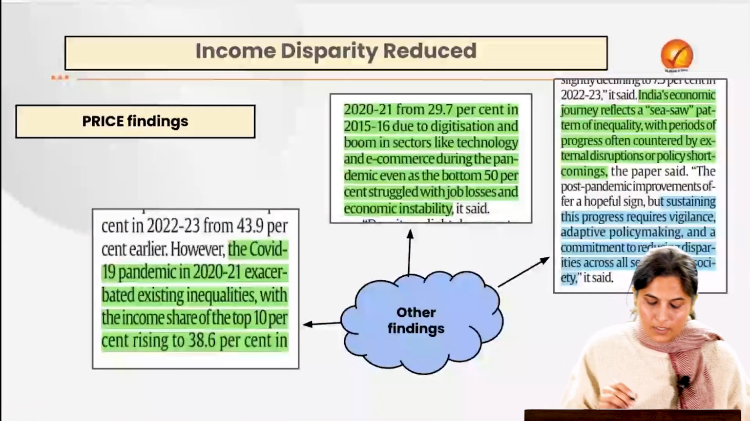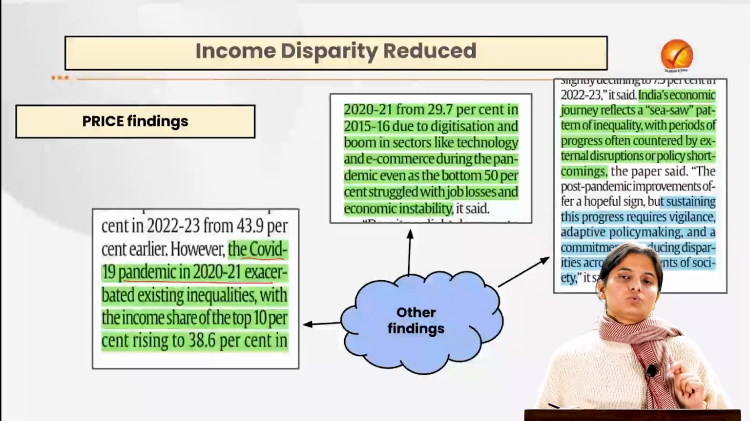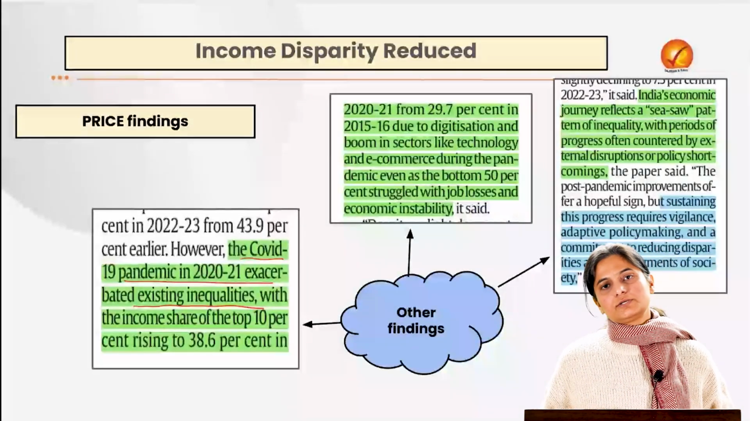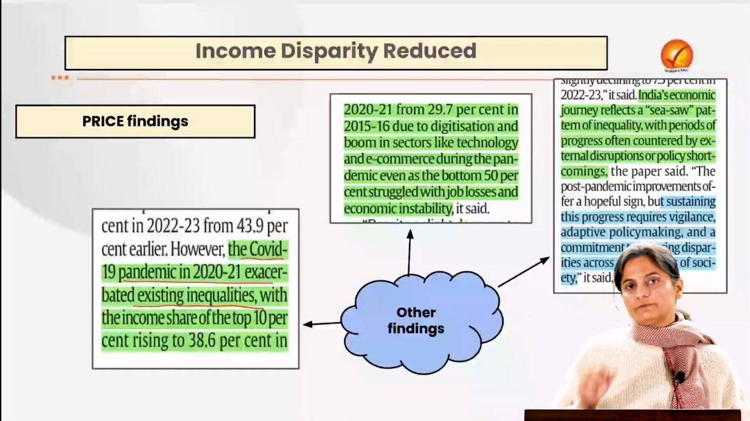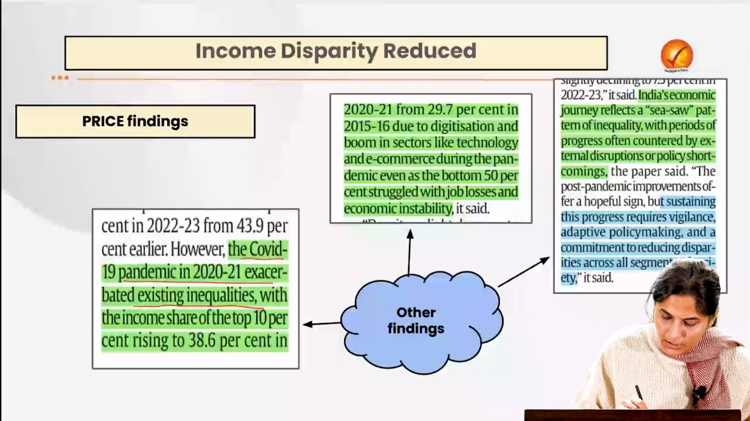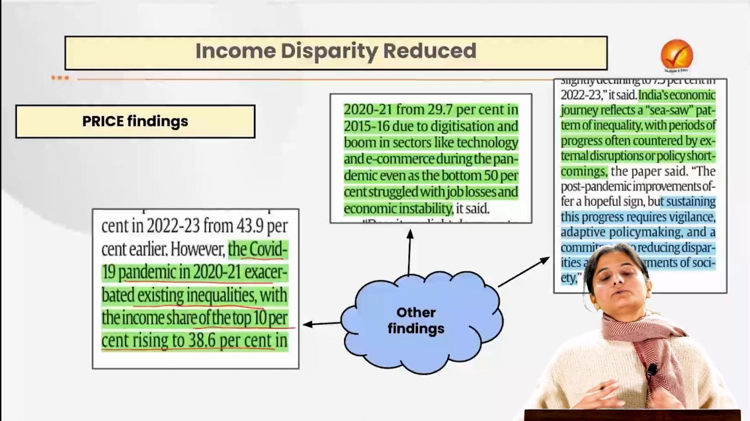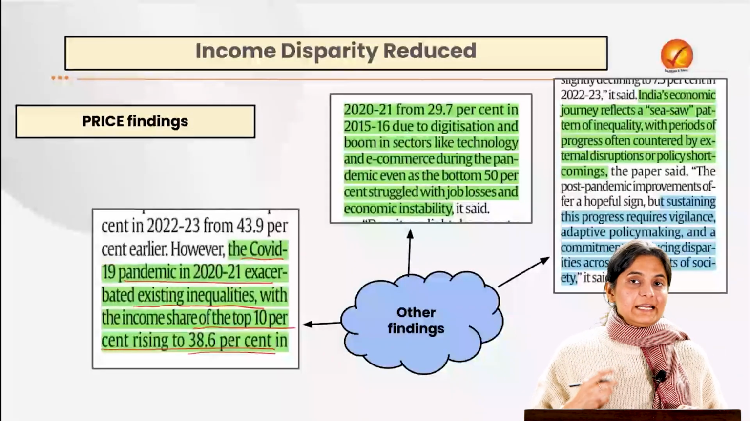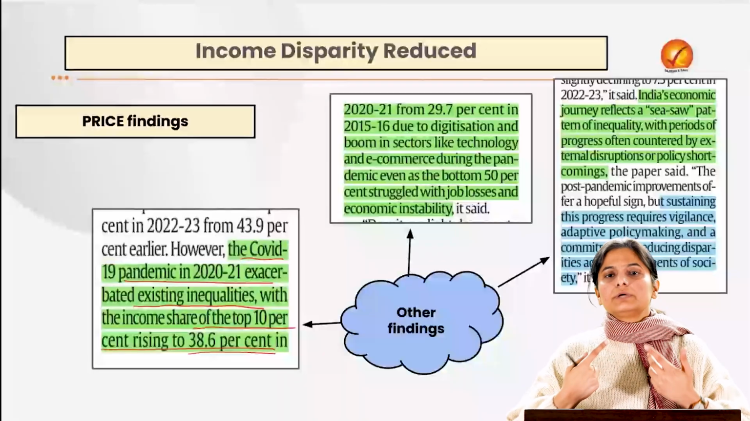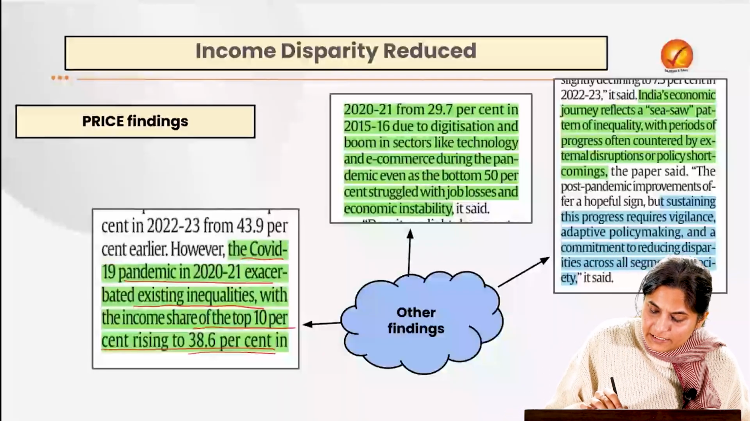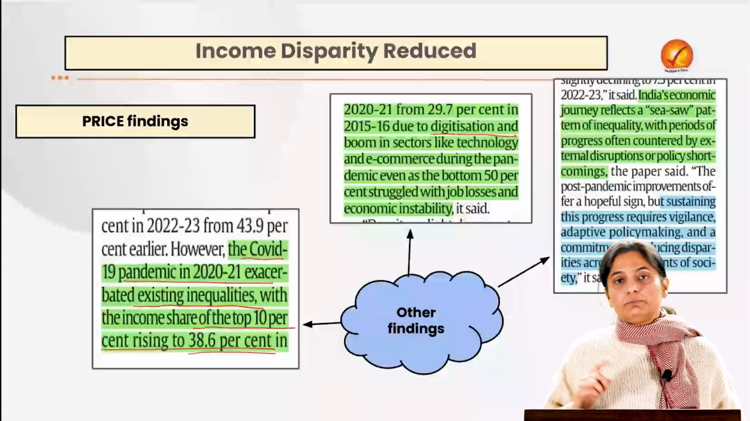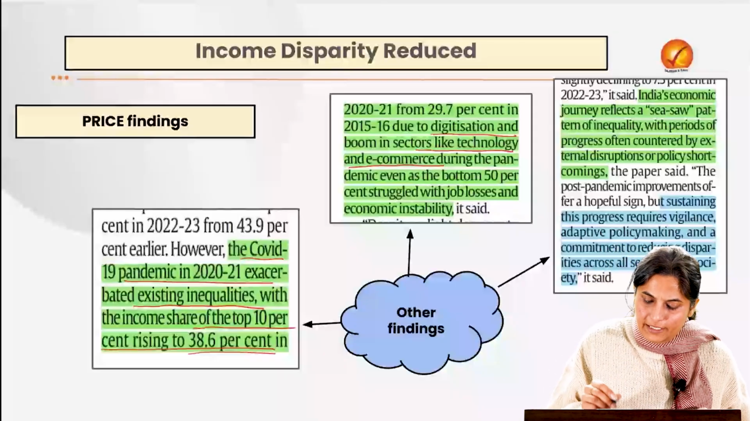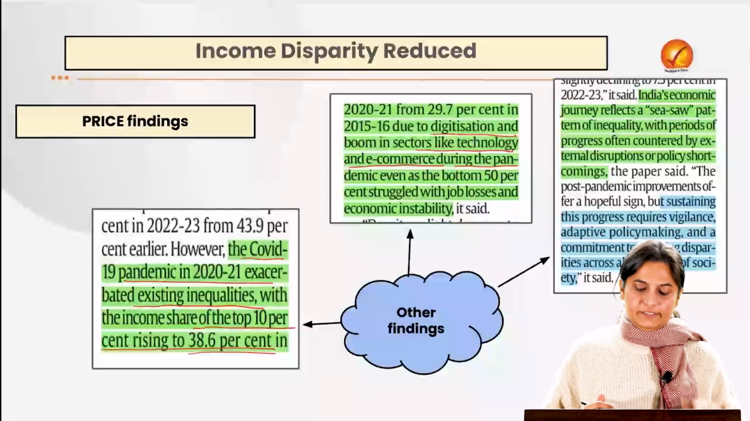Another finding is that the COVID-19 pandemic in 2020-21 exacerbated existing inequalities. Like I said, it was an emergency situation, and we saw that many segments of the population suffered for many reasons. Within COVID-19 also, we saw the top 10% income share witnessed an increase in income. Why? Because there was an increment in certain IT fields due to increased digitization, people taking to digital routes, and sectors like technology and e-commerce. They witnessed growth. That's why income concentration in those segments.